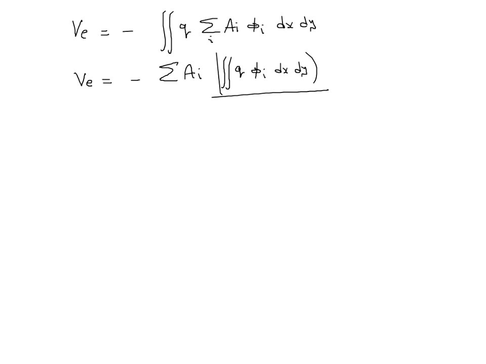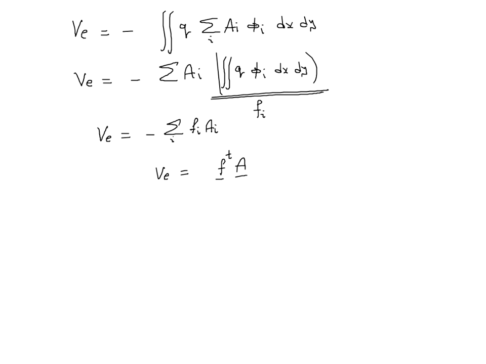And these integrals we can easily compute, because phi_i are known functions of x and y. We choose them from the get-go, and q is the known applied pressure. So these functions are known, we can find these integrals, and we're going to call them f sub i. So you can always write V_E to be minus summation over i of f_i A_i. Or if you write f as a vector, this is nothing other than f transpose A.